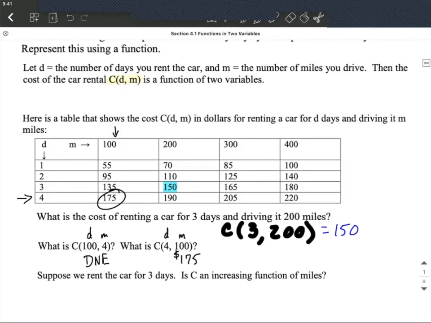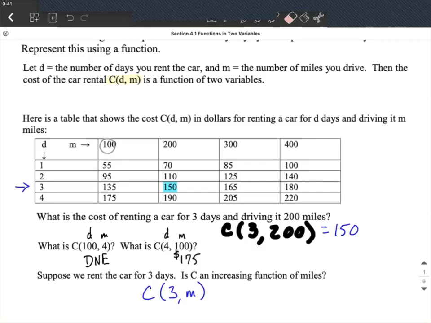Suppose we were going to rent this car for 3 days, only going to keep it for 3 days. Is c going to be an increasing function of miles? All right, so in this case, we're saying the cost for 3 days, but our number of miles changes. So we're fixing the number of days, so we're only looking at this row. And then we're going to be comparing these values as our number of miles increases.